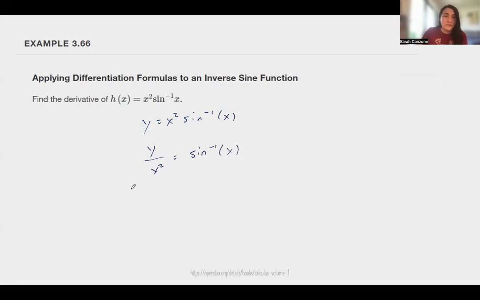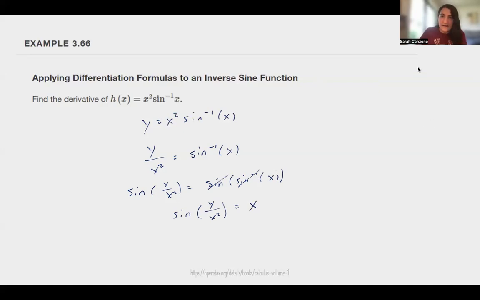Now, once we do that, we can apply a regular sine to both sides. So sine of y over x squared equals the sine of the arc sine of x. And again, when you take the sine of an arc sine, these are inverses, those cancel out, and you're just left with what's in the argument. So this and this go away, and you're left with the sine of y over x squared equals x.